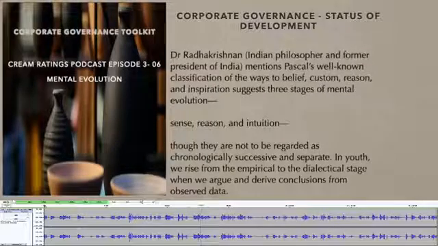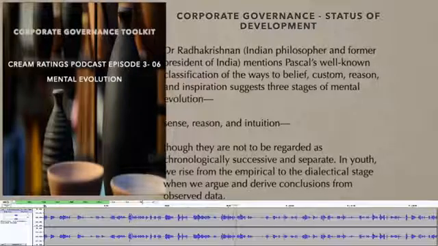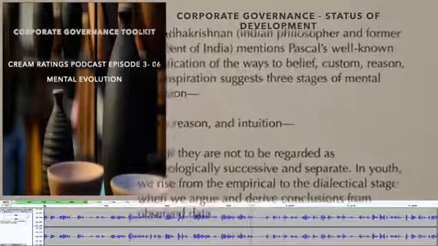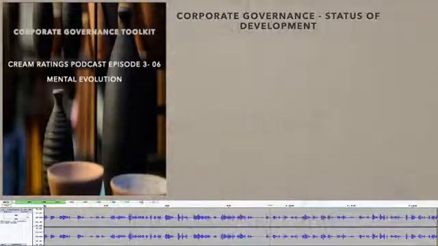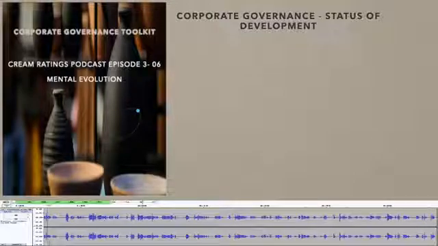Though they are not to be regarded as chronologically successive and separate, he says. In youth, we rise from the empirical to the dialectical stage when we argue and derive conclusions from the observed data. Think about it. This is where we are. Corporate is now at this stage. We deal only with quantitative elements. It is object oriented. We are very objective, in fact. And we totally depend on the balance sheet prepared by every company. Millions of companies are there, and naturally one is going to say we can't go deep into each and every company. So we attach importance to quantitative elements as represented by the balance sheets.